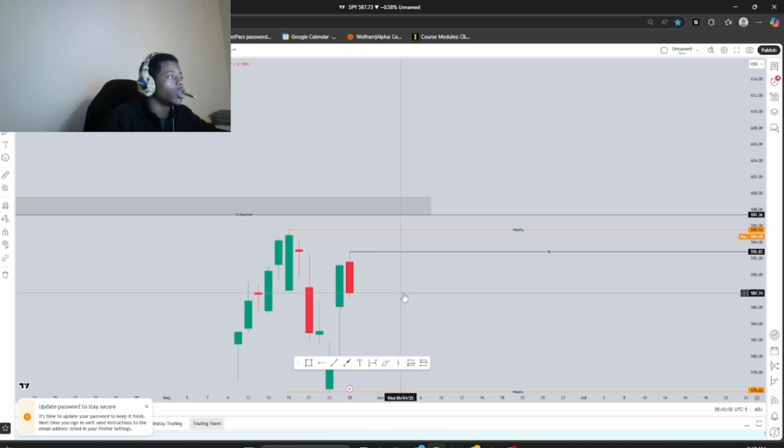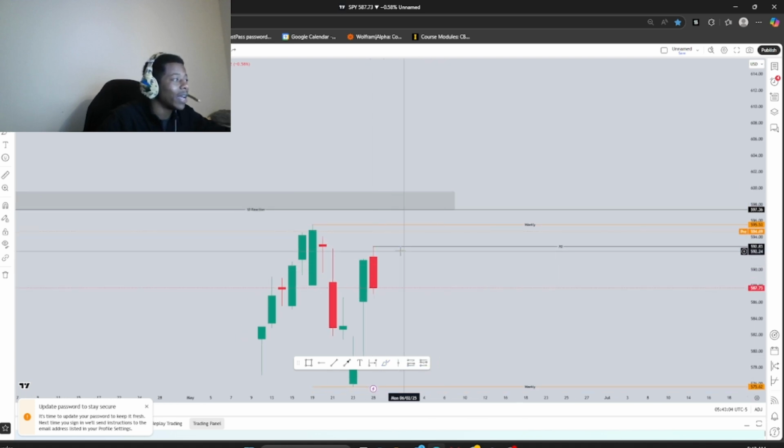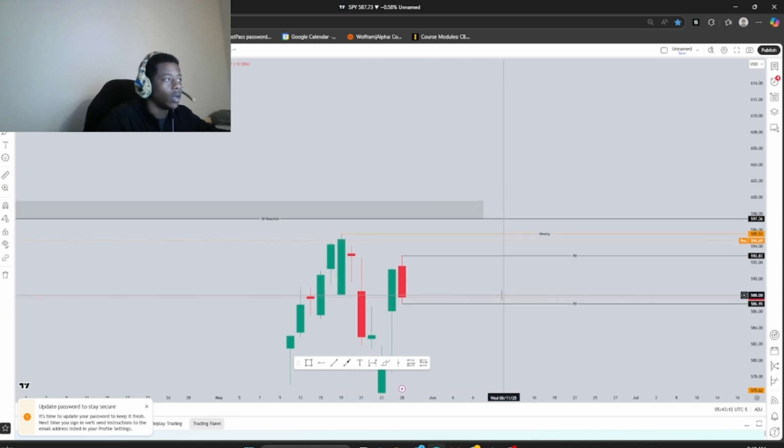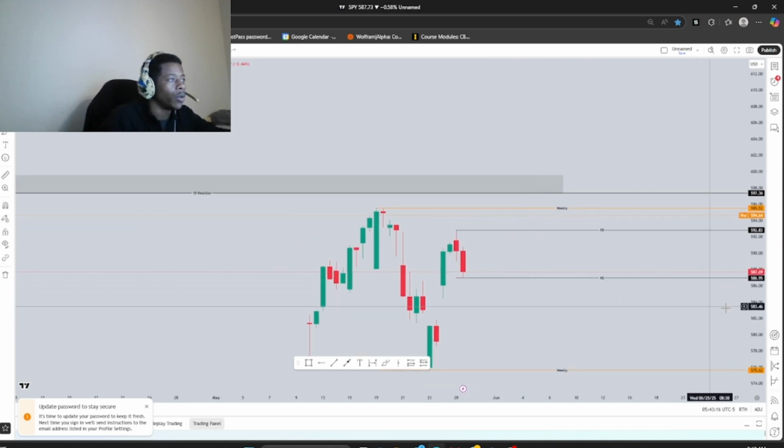All right. So now that I have that marked out, I'll also mark out the daily low. Even though this was broken, or even though price doesn't look like it's going to get there, it's still good to be aware that whole range is the daily candle.